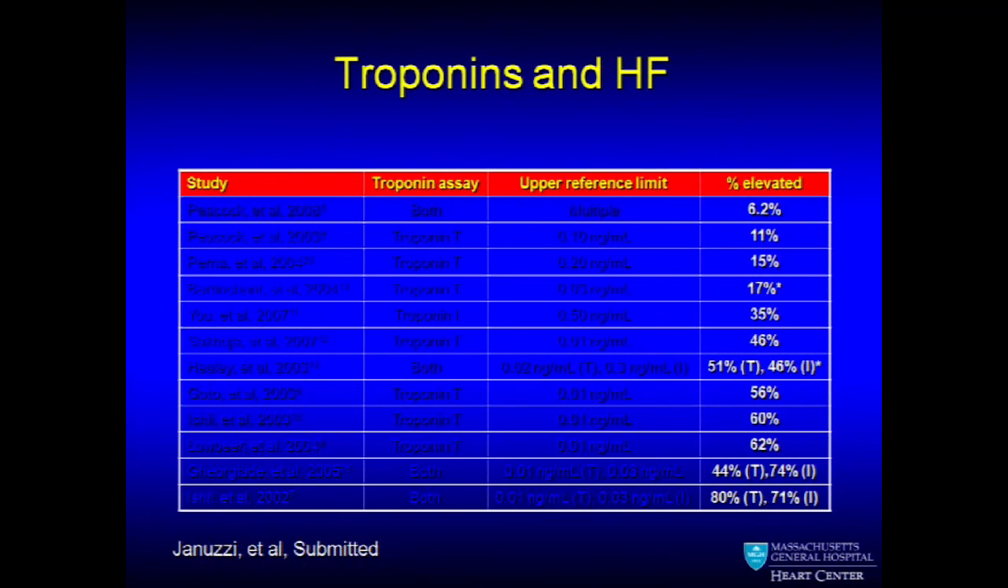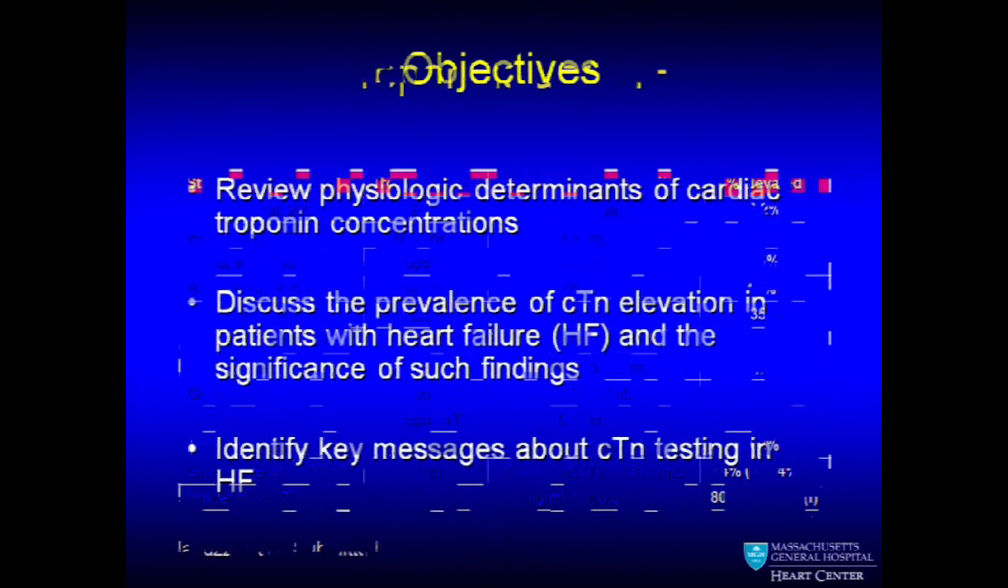But if we isolate and just look at the range of elevations across the wide breadth of studies, we see that in some trials as many as 80% of patients have detectable and/or elevated concentrations of troponin in the context of either acutely decompensated as well as chronic heart failure. And these are with the non-highly sensitive assays.